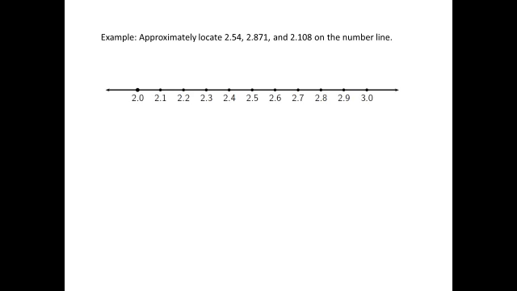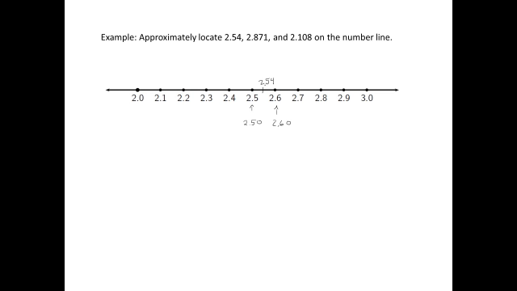Example, approximately locate 2.54, 2.871, and 2.108 on the number line. 2.54 is between 2.50 and 2.60. This is also 2.50, and this is 2.60. 2.54 is close to the halfway point, but just a little bit closer to 2.5 than to 2.6. 2.54. 2.871.